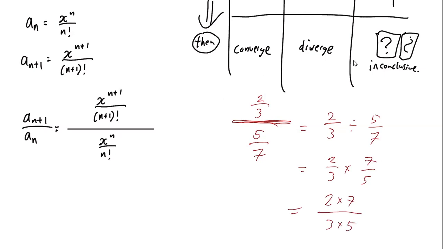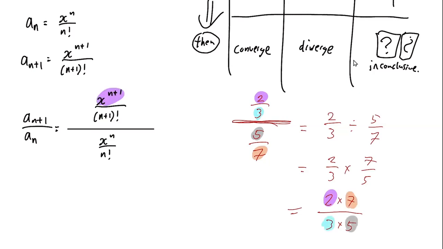Essentially, what happens is that the 7 went up to join the 2, so it becomes 2 times 7. The 3 went down so that it joins the 5, becomes 3 times 5. So that's what we're going to do. Likewise, just that instead of 2, 3, 5, 7, we have x to the power n plus 1, factorial, x to the power n, factorial. Maybe I color code it. Purple, blue, gray, and orange becomes purple, orange, blue, gray.